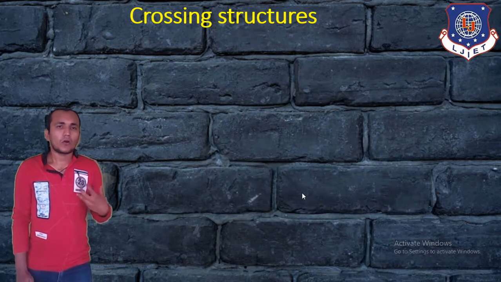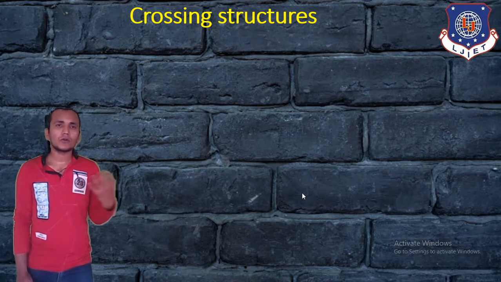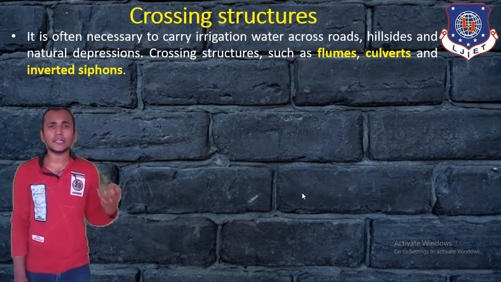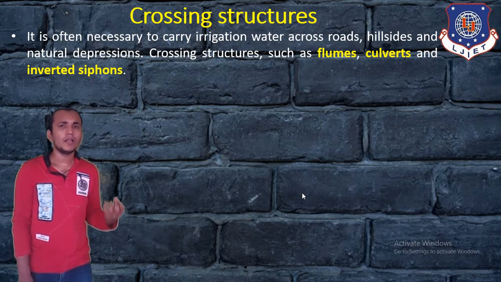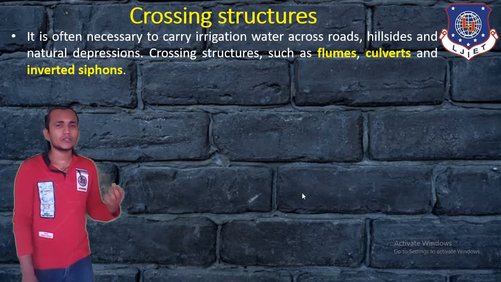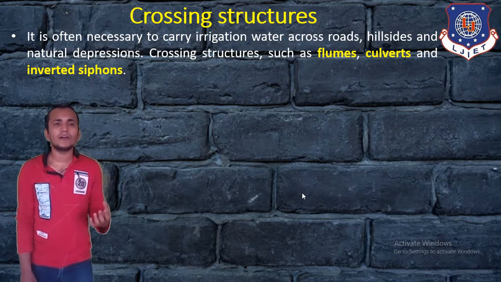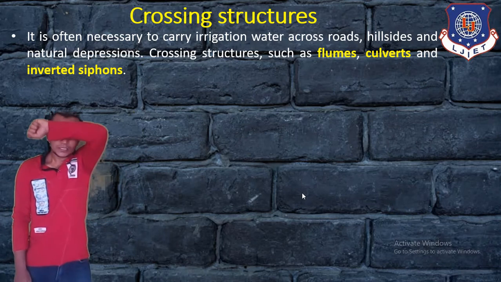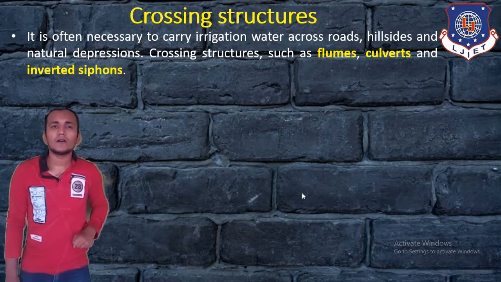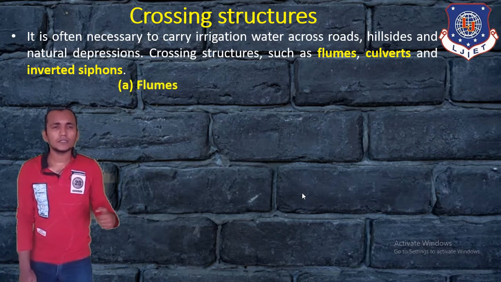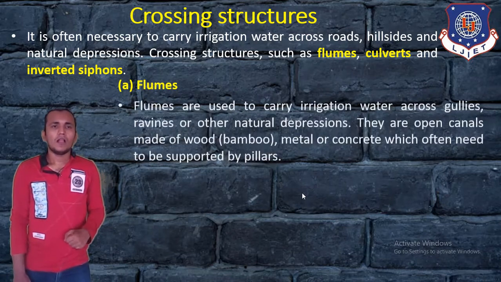Now, crossing structures. Some crossing structures are used. It is often necessary to carry irrigation water across a road, hillside and natural depressions. Okay, so crossing structures such as flumes, culverts and inverted siphons. Okay, so this kind of crossing structure can be used. So here you can see first, that is a flume.